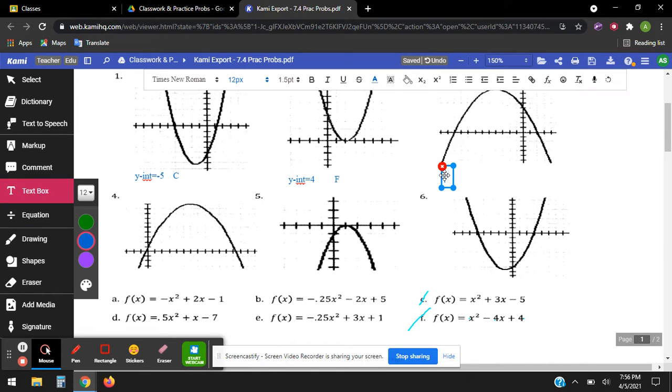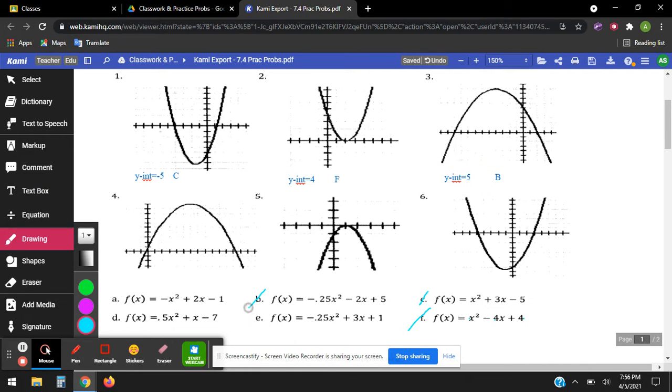This guy, y-intercept. Here I've got a 1, 2, 3, 4, +5. If I look through here, B is my +5. So this one is graph B.